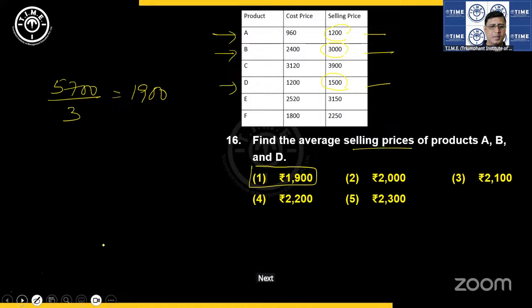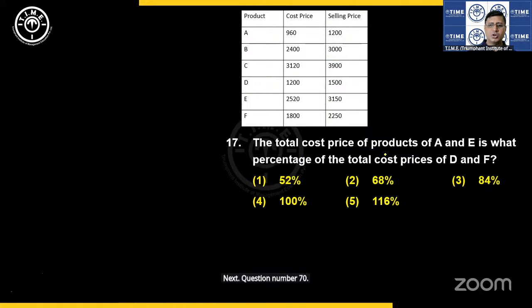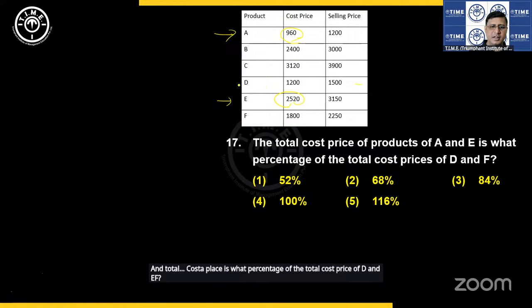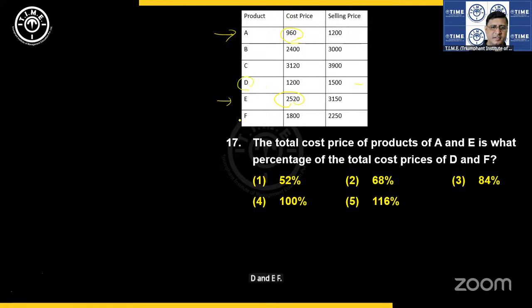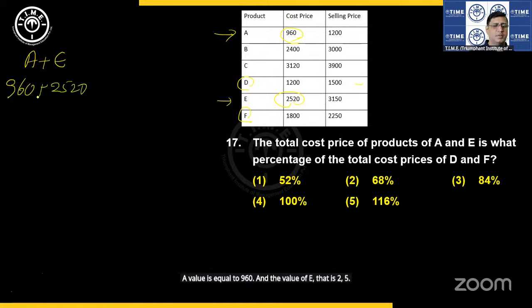Next, question number 17. The total cost price of the product A and E. A and E. Total cost price is what percentage of the total cost price of D and F? D and F. So A and E, what is the total cost price? A value is equal to 960 and the value of E, that is 2520. 20 plus 60, 80. And here 25 plus 9, that is 34.